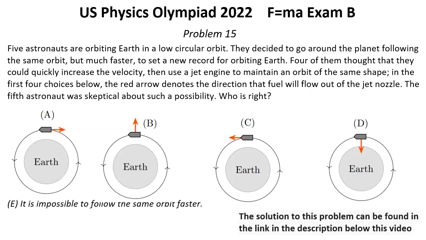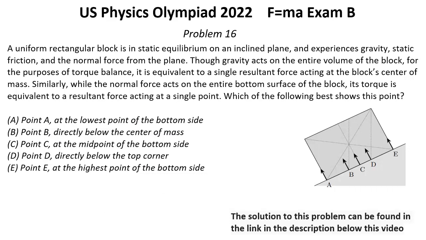In the first 4 choices below, the red arrow denotes the direction that fuel will flow out of the jet nozzle. The 5th astronaut was skeptical about such a possibility. Who is right?